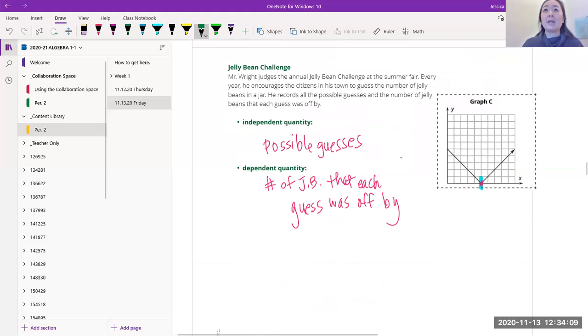Okay. And here, the jelly bean challenge. I know some of you guys have done this before. And this is the possible guesses that we have. So again, that's our possible guesses. So we could have guessed 0. That's probably our lowest guess. And then you're going to be so far away from it. Let's say there were 300 jelly beans. 300 minus 0 is 300 away. Because this is going to be the number of jelly beans each guess was off by.